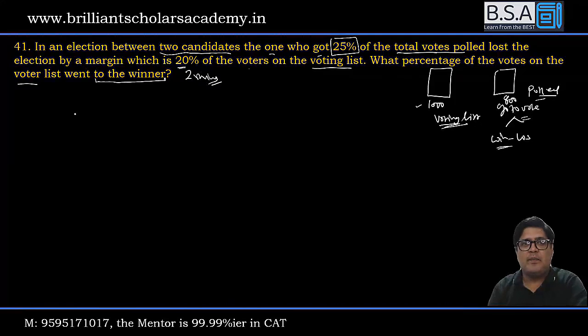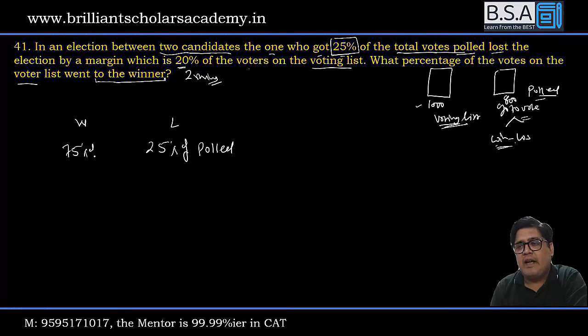So what does the question say? In an election between two candidates, the one who got 25% of the polled votes lost. If somebody gets 25% of polled, can I say this person is the loser, because polled will go to both winner and loser. There's no third person. So the winner would have got 75% of the polled votes.